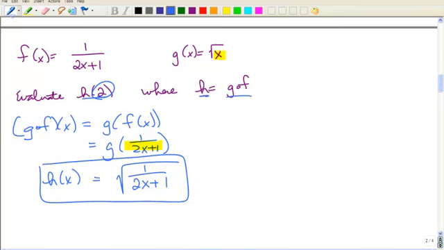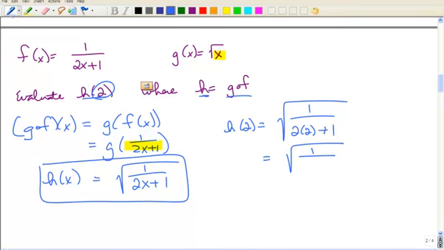All right, so now it says to evaluate. Well, they can say h of 2, 1, 0, anything. Now I just get to plug in numbers. So I want h of 2. So I want to replace x with that numerical value. And you can stop there. Most likely, most math books don't like you to leave radicals in the denominator. So I'm going to do that thing that's called rationalizing the denominator.